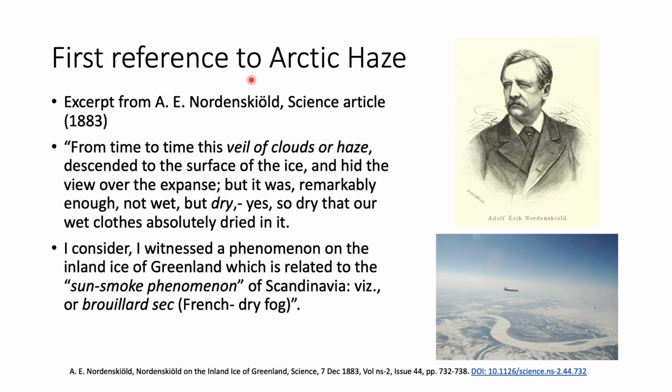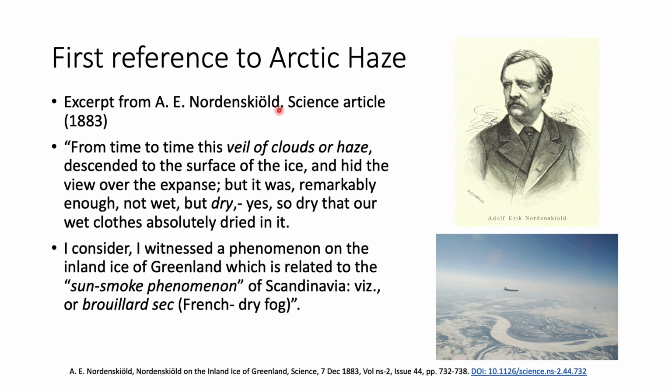And pollution. We are mainly going to focus on pollutants affecting the Arctic. The first reference to pollution in the Arctic region was called Arctic haze. Actually in 1883 it was seen. That means two centuries ago people had already observed it. Nordenskjöld, when he went on an expedition in the Arctic region, wrote in his scientific article that from time to time this veil of cloud, called haze, descended to the surface of the ice and hid the view over the expanse.